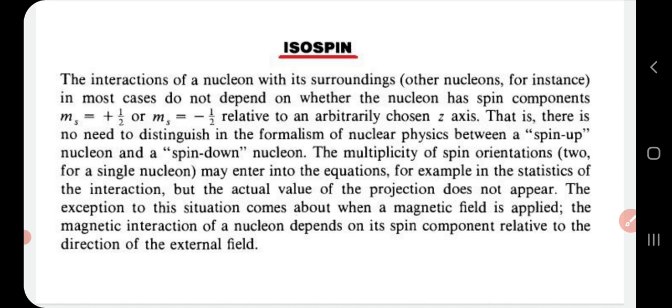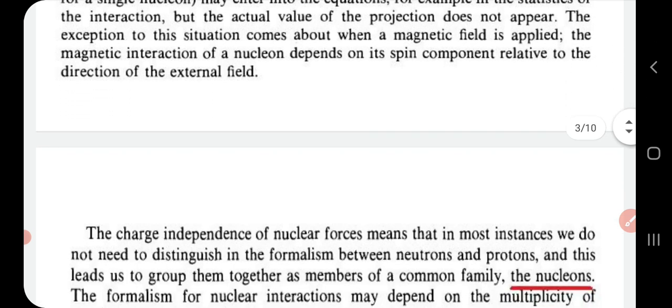That is, for nucleon, multiplicity is 2. Whether it is proton or neutron, its multiplicity will be 2. So, when considering nucleon interactions, the direction of spin orientation does not have any importance, whereas multiplicity of spin orientation has a significance, but that also will become unimportant in those situations when a magnetic field is applied. That is, when a magnetic field is applied, then the nucleon interaction will depend only on its spin component relative to the direction of the applied magnetic field.